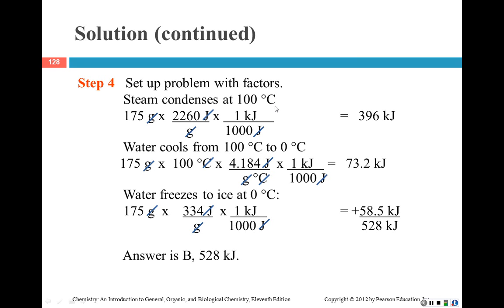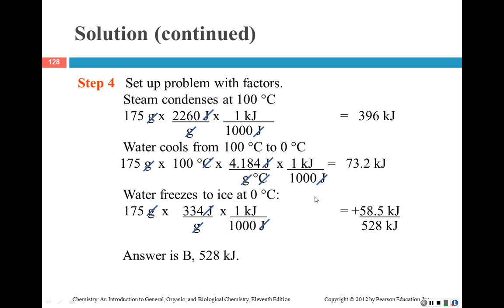All right, so the steam is going to condense. So you've got 175 grams, 2260 joules per gram, times the conversion factor to kilojoules. That gives you 396 kilojoules. Water cools then from 100 degrees to 0. So you've got 175 grams times 100 degrees, because 100 minus 0 is 100, times what? The specific heat of water, and then the conversion factor of kilojoules to joules, which gives you 73.2 kilojoules.